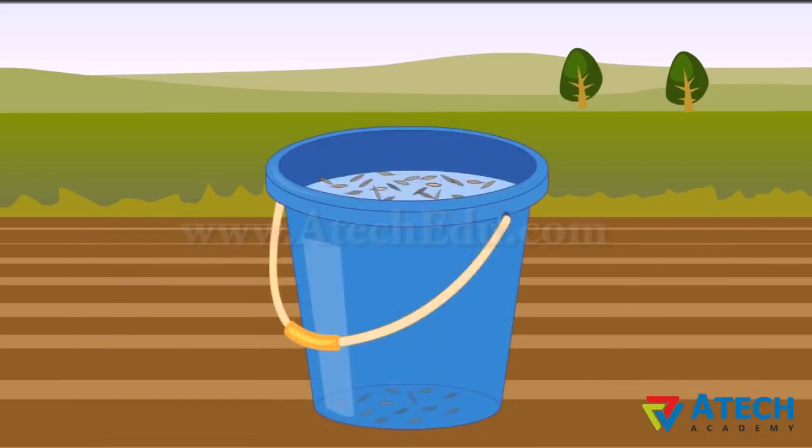Some seeds are floating on the water. Yes, damaged seeds become hollow and thus lighter. Therefore, they float on water. Good quality seeds are heavier and sink.